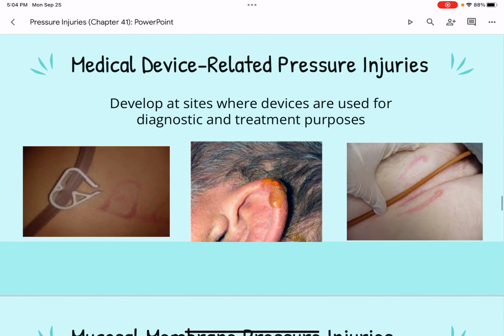Medical device-related pressure injuries develop at sites where devices are used for diagnostic and treatment purposes. So on the left side, you can see a clamp that was pushed against the patient's leg. The middle picture shows an ear pressure injury, probably from oxygen tubing. And the picture on the right shows Foley catheter tubing that has left an indentation on the patient's leg.